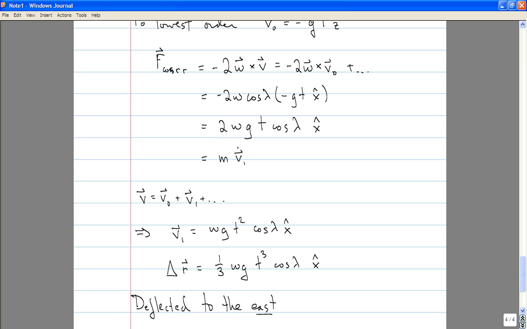Okay, and indeed, I think for a tall building, for a 10-story building or something like this, this works out to be about a few millimeters. So it's pretty small, pretty difficult to measure. But something that, if you were a very careful experimentalist, you could probably measure.